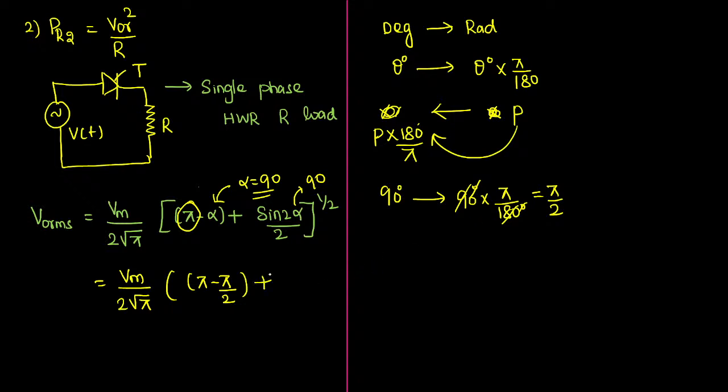Now let us continue. Sine of 2 into alpha. When I put alpha equal to 90 degree, 2 into 90 will be 180. You all know sine 180 will be 0. So 0 by 2, whole power 1 by 2.